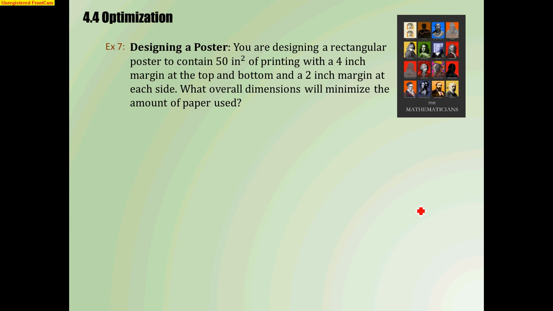So as I'm reading this, the words that come out at me are rectangle, 50 inches squared, so this is an area number, 4-inch margin at the top and bottom, and 2-inch margin at each side. What are the overall dimensions that will minimize the amount of paper?